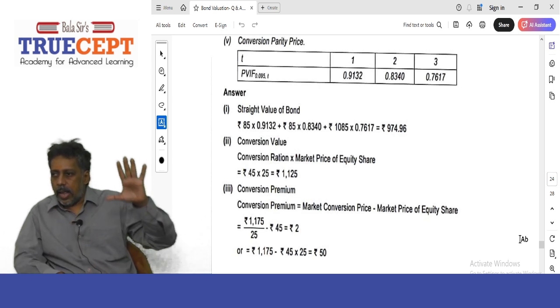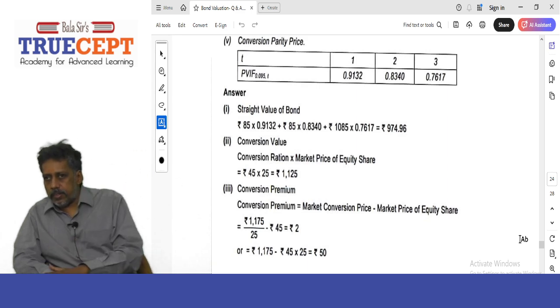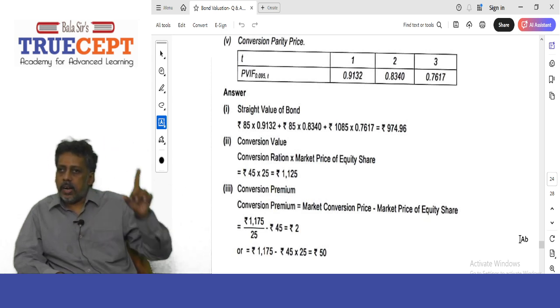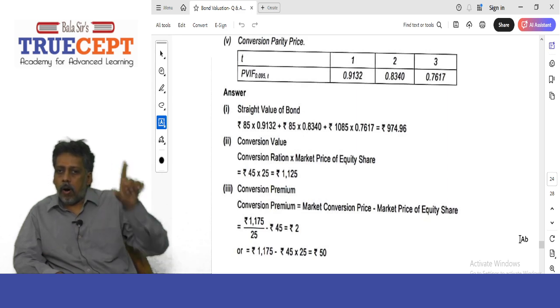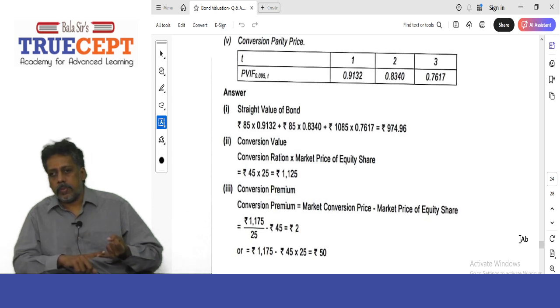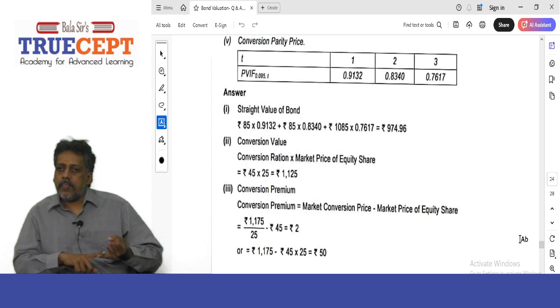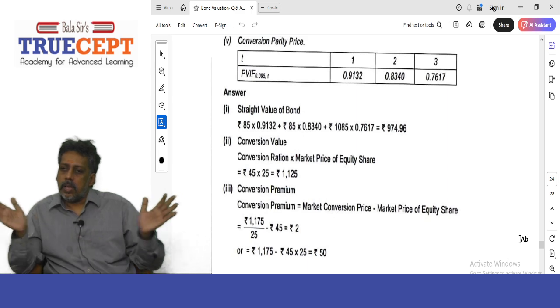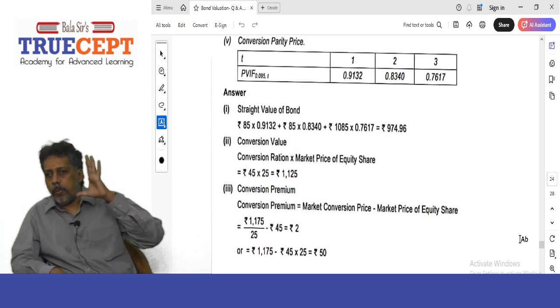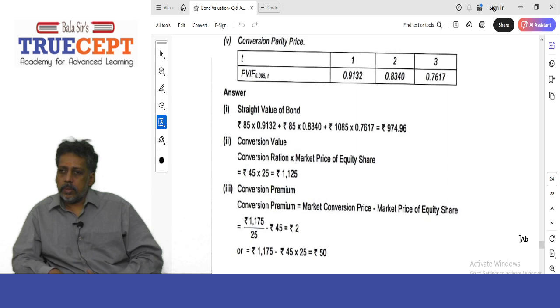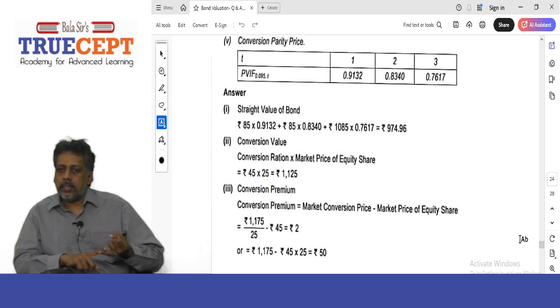Now calculate the present value of all these numbers at a 9.5% discount rate. That is the rate applicable to a bond having no conversion option. Now just see the calculation. Rupees 85 into 0.9132 plus 85 into 0.8340 plus 1085 into 0.7617. Add up all the three, you get 974.96, or say 975 if you want to in the examination, no problem. And that is supposed to be the straight value of the bond.